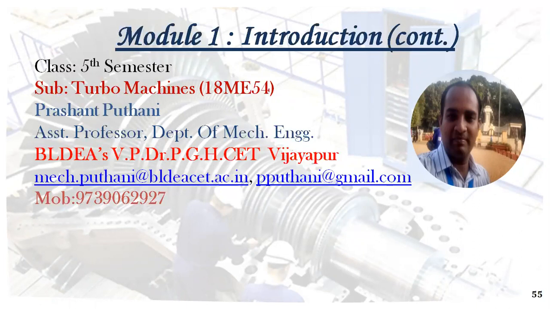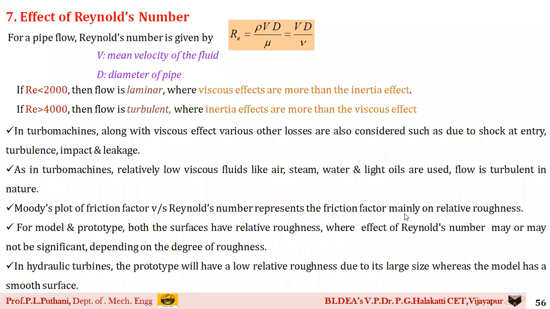So now we shall begin with the discussion of today's session as we move further. The one concept we had left behind was the discussion of the effect of Reynolds number in turbo machines. You know that for a pipe flow, the Reynolds number is given by this equation, that is Re is equal to rho V D by mu, or you can write it as rho V D by mu also.